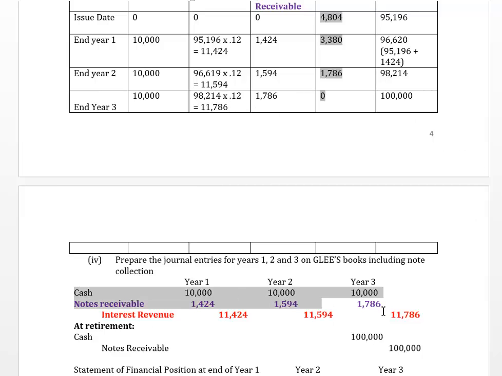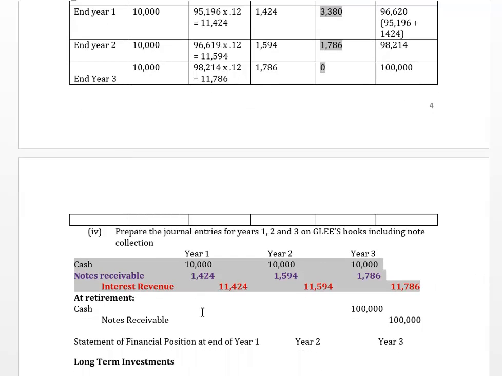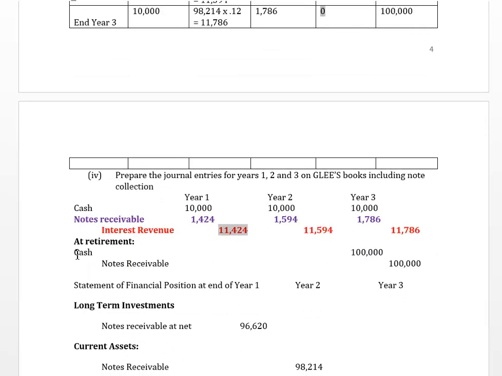So now you can see where we have a situation where the note is interest bearing and the coupon is not equal to the implicit or the market rate. We now are going to have to have a compound entry with 3 lines, right? Because we have cash coming in that's different than the amount of interest revenue we book. Again, at retirement, we're going to debit cash and credit the note receivable, and again that's at the end of year 3 for $100,000, because presumably SAD has paid Glee back.